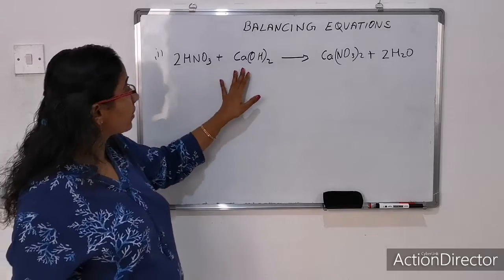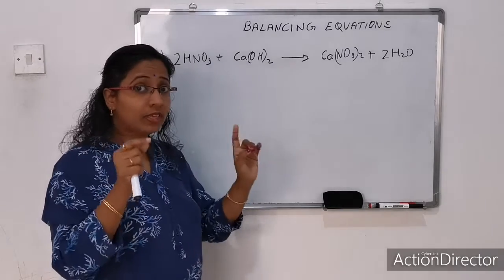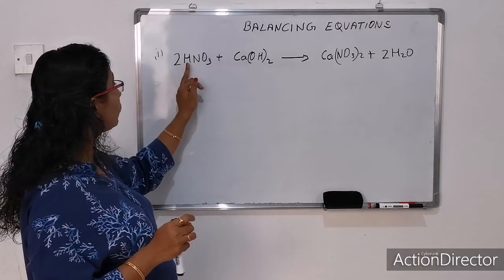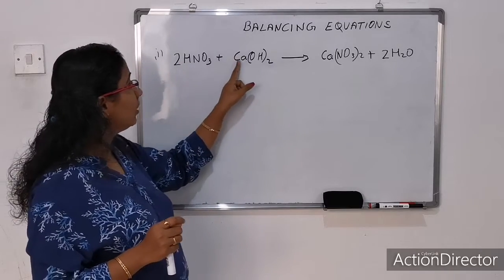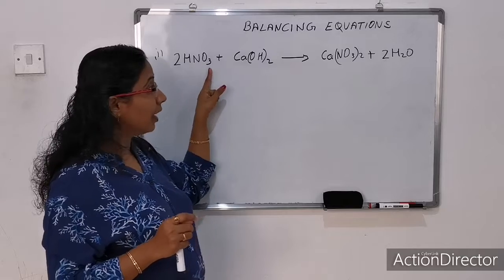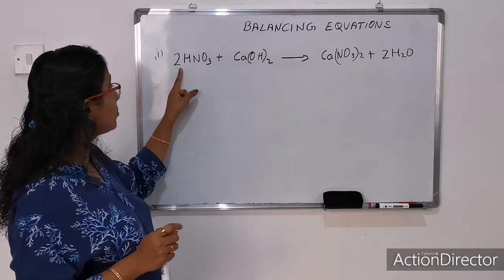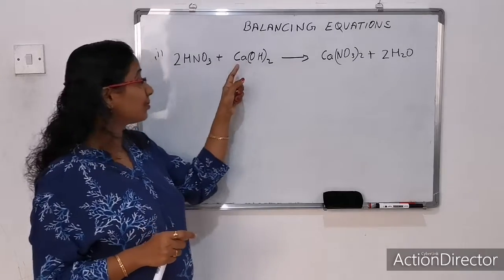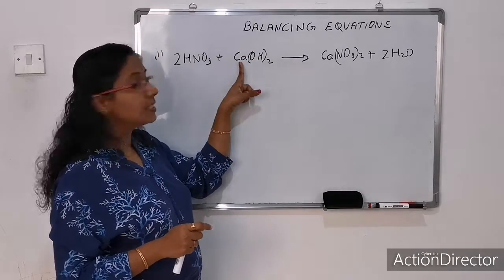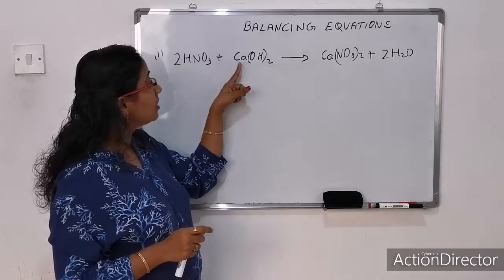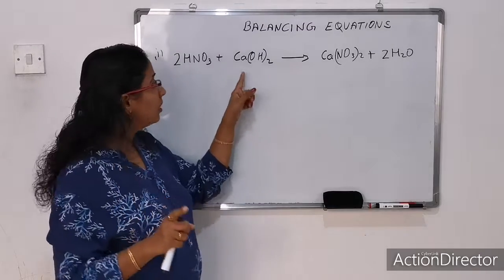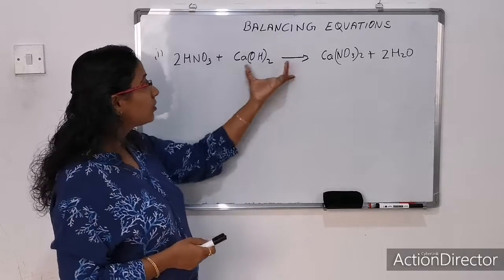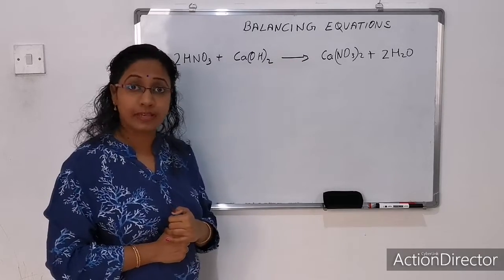Now we'll go to the next. Individually each and every element we have to check. Till here we checked H and O. I have not made any changes after this. So I will now check the next element. That is Ca. How much is Ca? Ca is 1 and Ca is 1 over here also. So Ca also gets balanced.